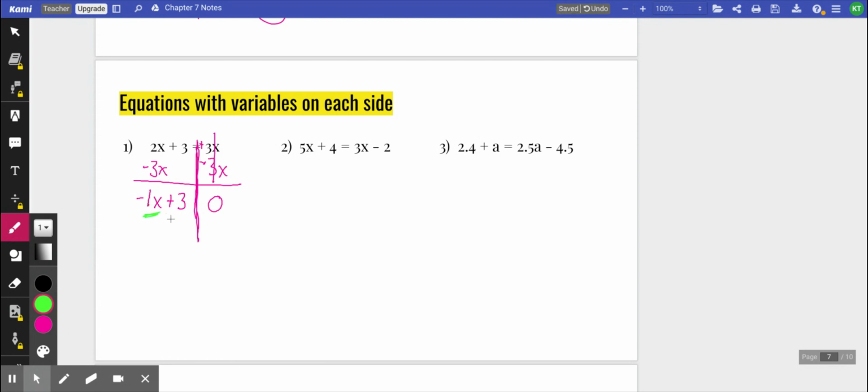Well, now I have to solve it using a two-step equation, right? So I'm going to start here and go minus 3.